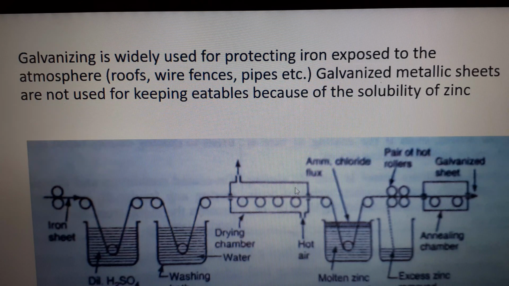Now, where is it used? It is widely used for the protection of iron from atmospheric corrosion in the form of roofing sheets, fences, pipes, nails, bolts, screws, buckets, and tubes. It may be pointed out here that zinc can dissolve in dilute acids to form highly toxic, poisonous compounds. Hence, galvanized utensils cannot be used for storing food stuffs, especially acidic ones. Remember this, this is a very important point. Galvanized utensils cannot be used for storing food stuff.